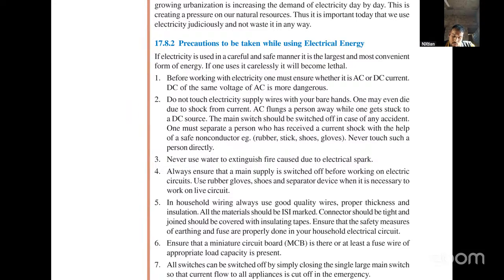All switches should be switched off in an emergency when the large main switch current flows. So if some fire happens in the building, instead of going somewhere else, go to the main meter and switch off the main switch so that all the electricity goes off, and then you put water into it. Okay, so this is what we learn.